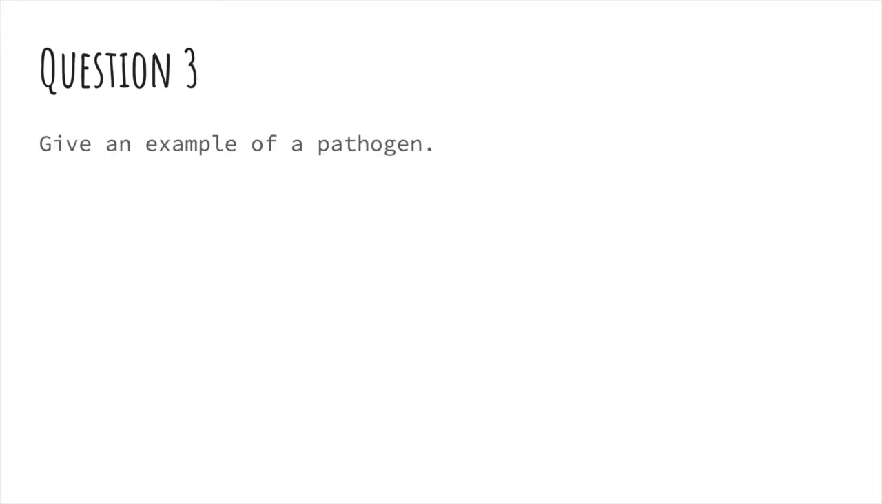3. Give an example of a pathogen. So we've looked at 4 different types, I think. Pick one of them. Should be one nice obvious example. 4. State the equation for power, thinking back to physics.